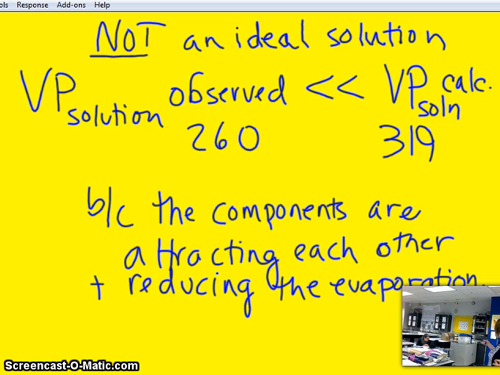So you would really just add their vapor pressures together based on their mole fraction. But because we got a lower vapor pressure, what we're seeing is a lower vapor pressure than what we should have, that indicates that there must be some type of interaction. And that is what we refer to as a negative deviation from Raoult's law.